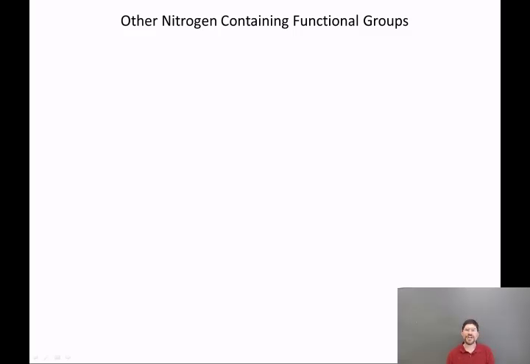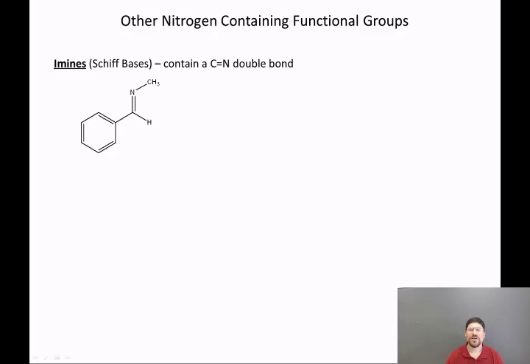Okay, some other nitrogen-containing functional groups. So we've now gotten through the organic chemistry of oxygen. Imines, also known by biologists to be Schiff bases, are compounds that contain carbon-nitrogen double bonds. Okay, so here is an example of an imine, and you can see the CN double bond here.